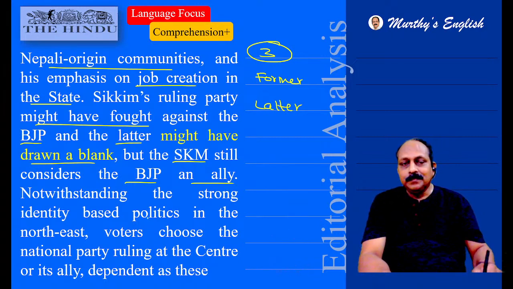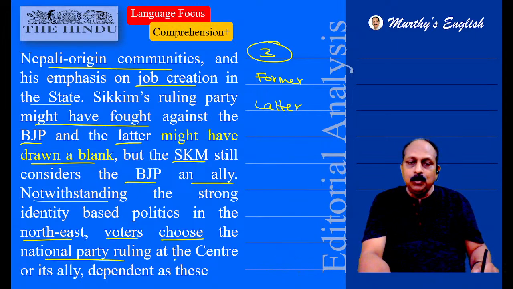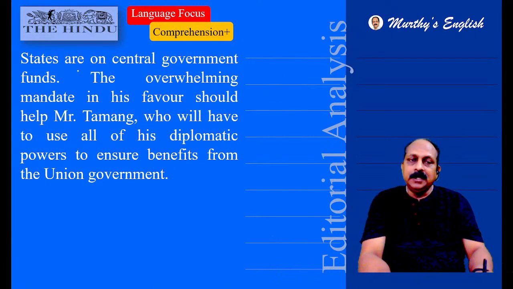What is the reason for that? Notwithstanding the strong identity-based politics in the Northeast, meaning not considering it, voters choose either the national party ruling at the center or its ally. Why? What is the reason behind it? These states are dependent on central government funds. When they support an ally of the party ruling at the center, it is obviously easier to get the funds. That is the reason why they support either the ruling party at the center or a party that is an ally to it.